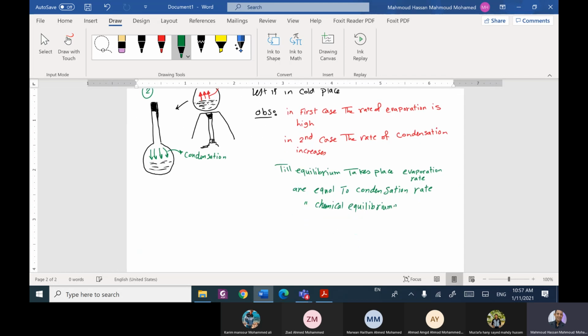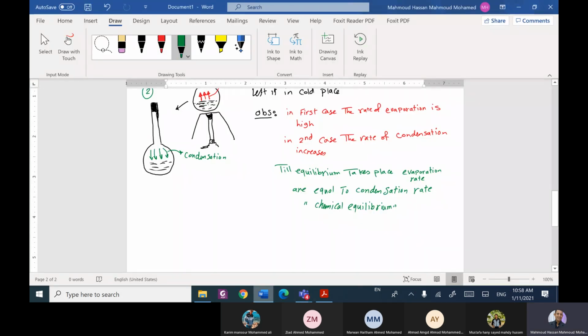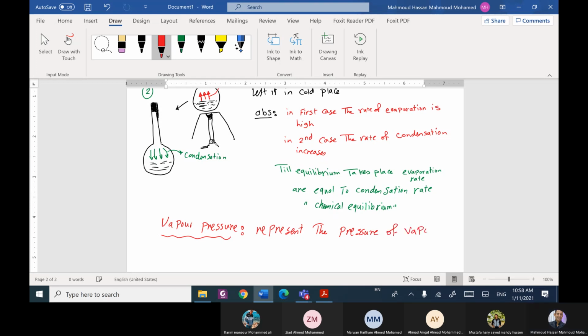But we talk about the vapor pressures. What is meant by the vapor pressure? Vapor pressure represents the pressure of vapor affecting the surface of liquid.